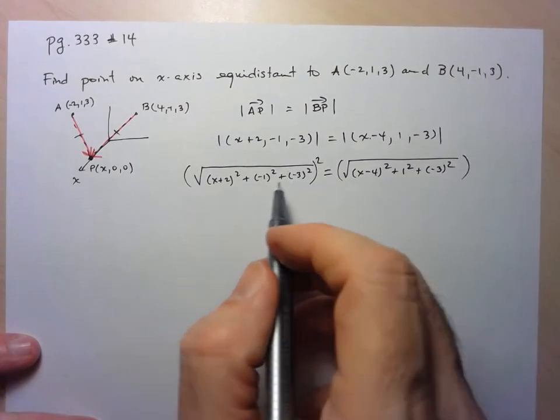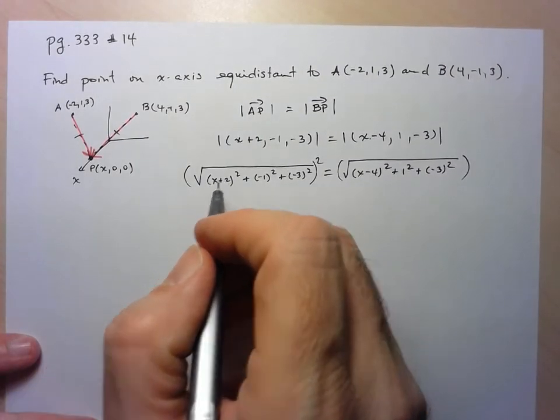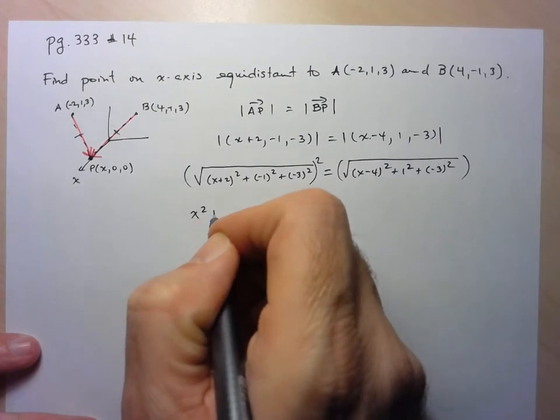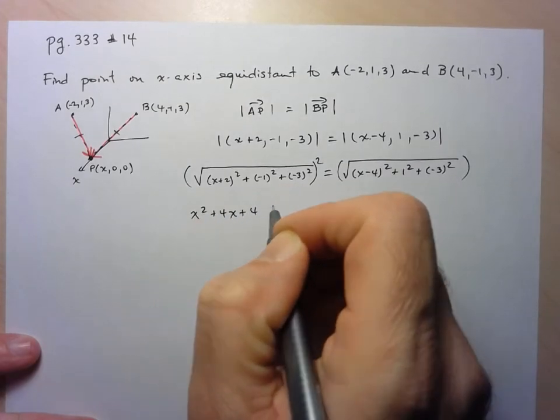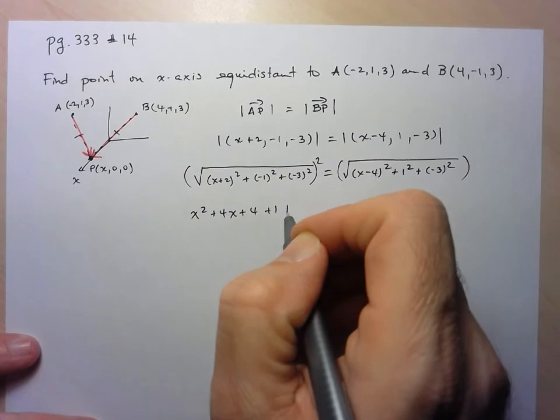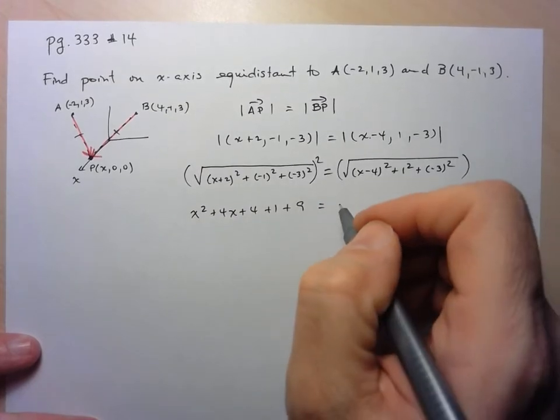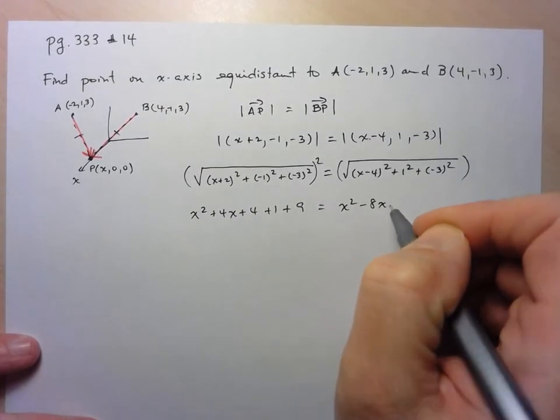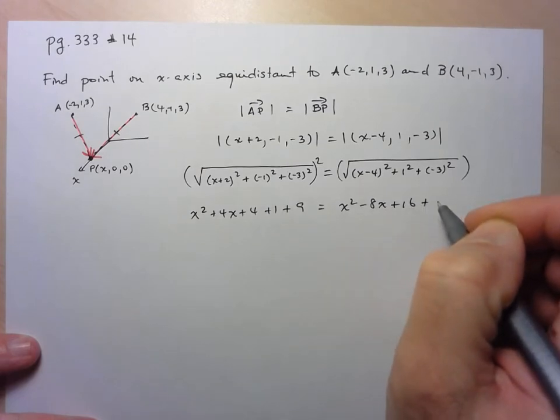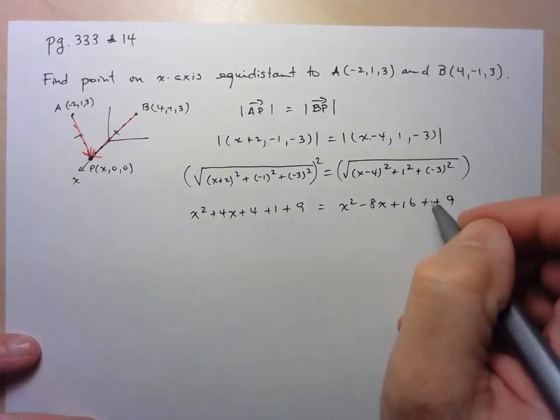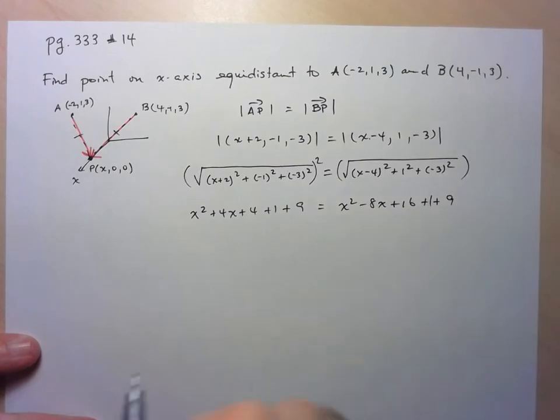What I'm left with is what's inside the square root. Let me expand this while I'm at it. We have x squared plus 4x plus 4 plus 1 plus 9. And then here we've got x squared minus 8x plus 16 plus 1 plus 9. Oops, plus 1, forgot the 1 there.